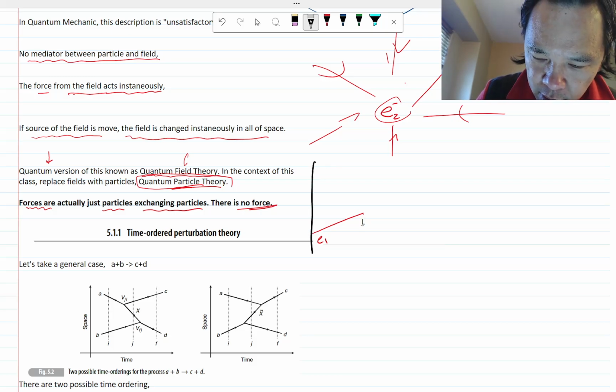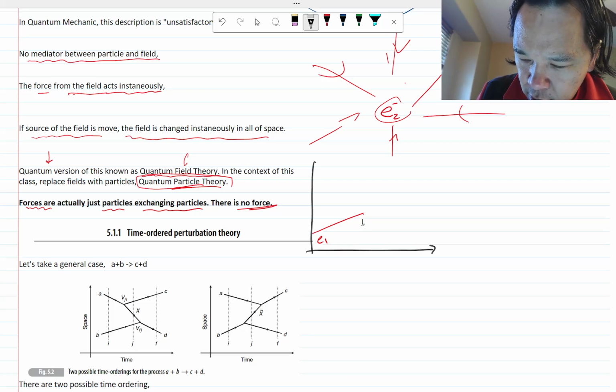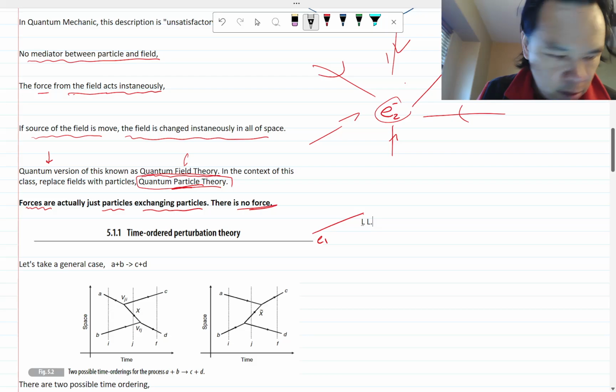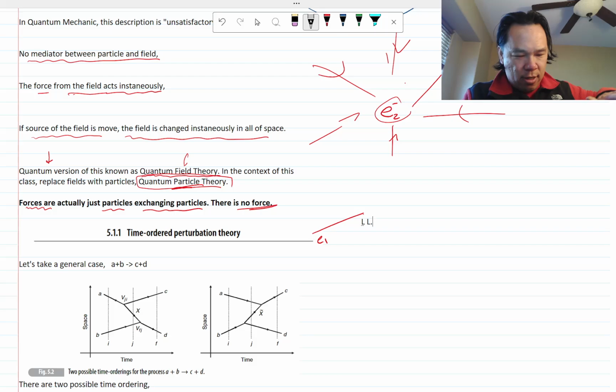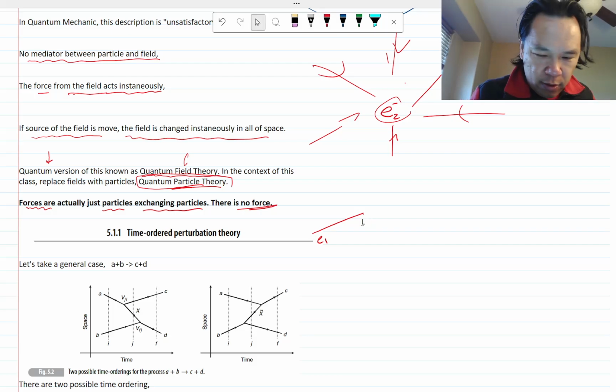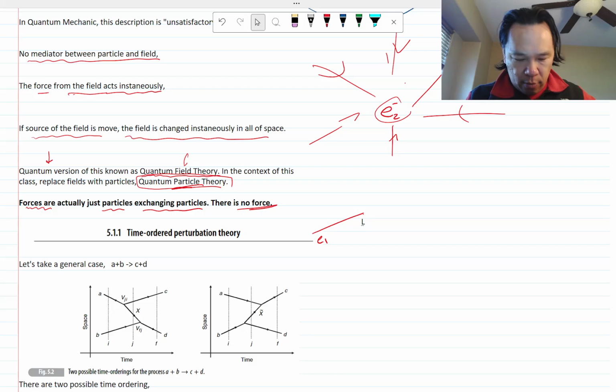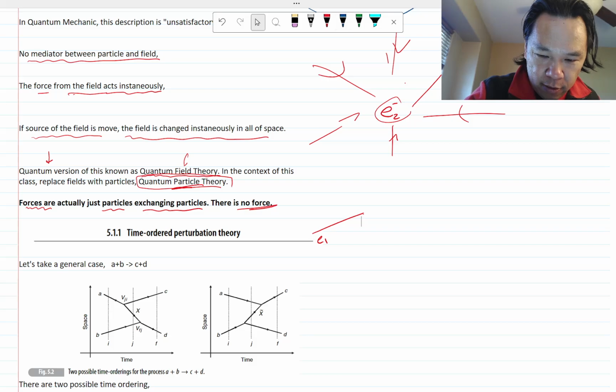Oops, why did it erase? I don't know why. Someone typing something? Sorry. Oh, okay, I see what it's doing. I think it's thinking that I'm trying to write L's. That's why it's doing that. Okay, so I'll try not to do that.